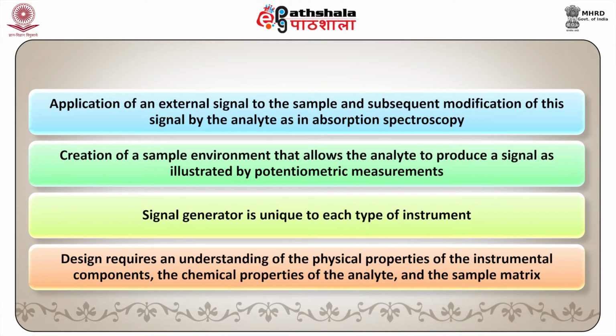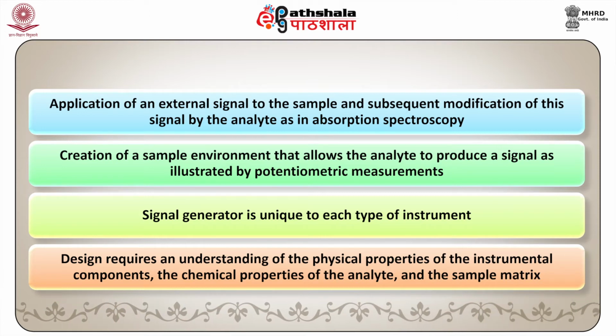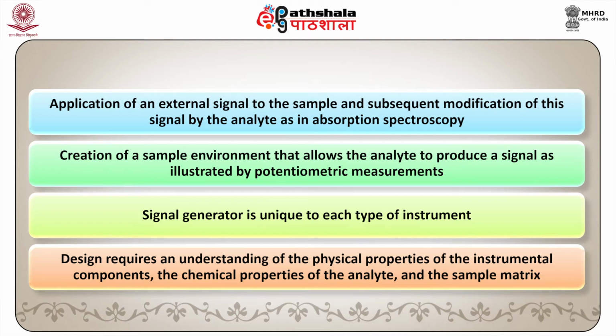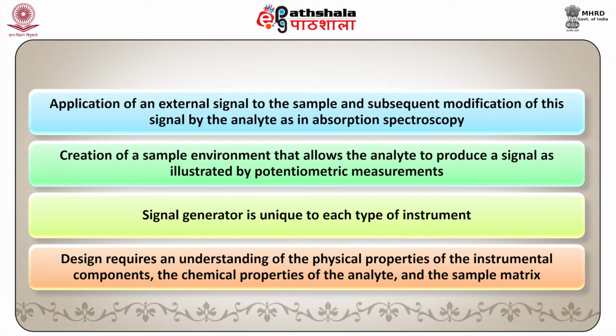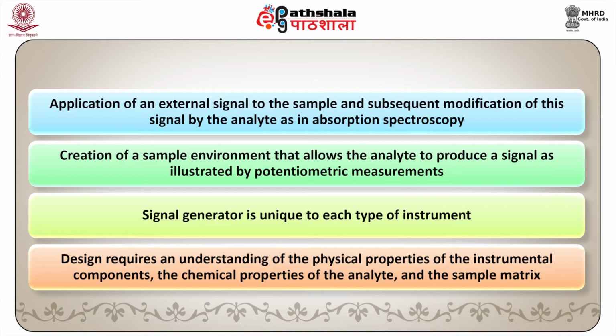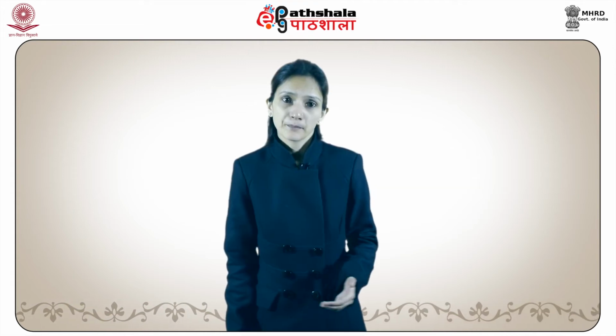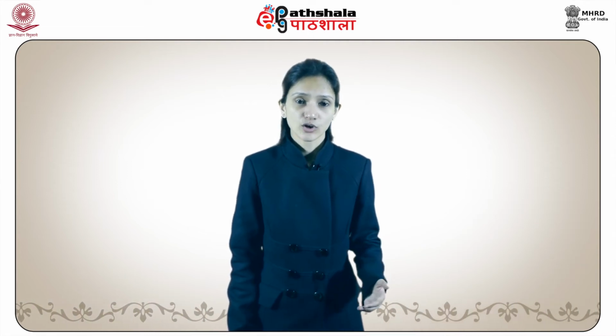The signal generator is unique to each type of instrument. Its design requires an understanding of the physical properties of the instrument components, the chemical properties of the analyte, and the sample matrix. Next are input transducers. Most input transducers are analog devices. That is, they measure physical and chemical properties continuously. In most cases, these devices produce analog electrical signals of voltage, current, or resistance.